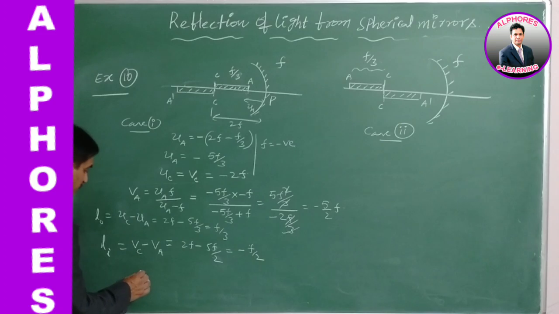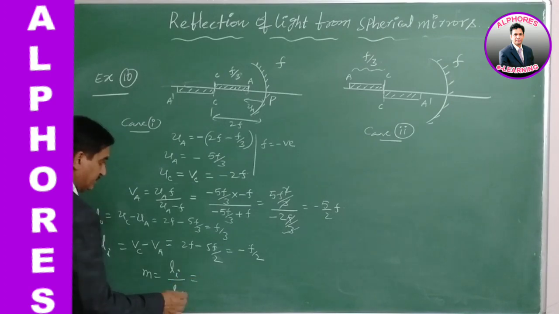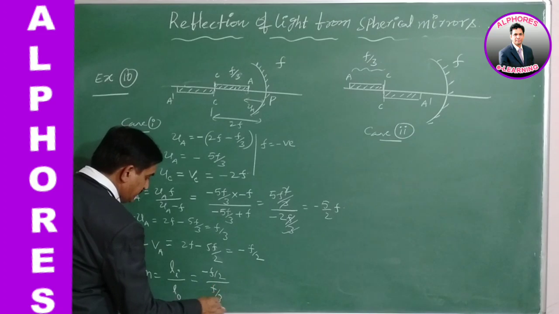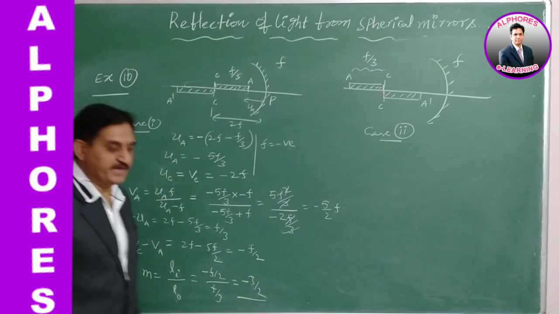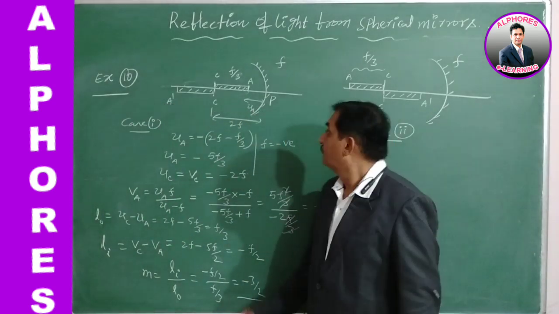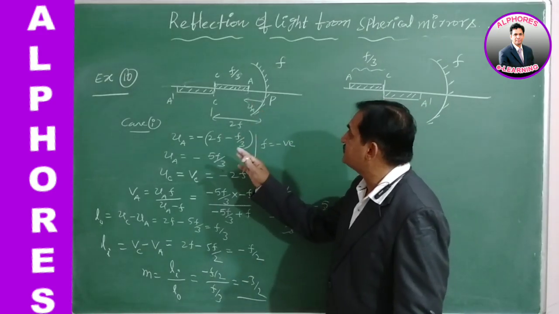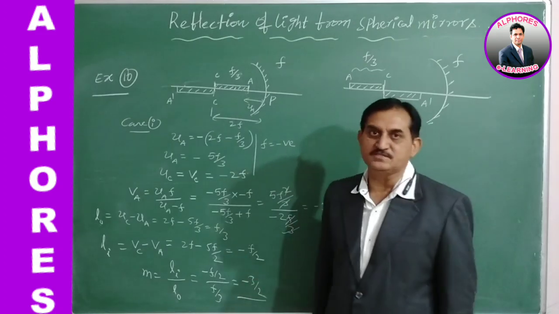Now magnification is equal to length of image by length of object, which gives us minus F by 2 by F by 3, which gives minus 3 by 2. This is the magnification. Whenever the object is kept closer to the concave mirror, the corresponding image is close to the object, under which the magnification is this much.